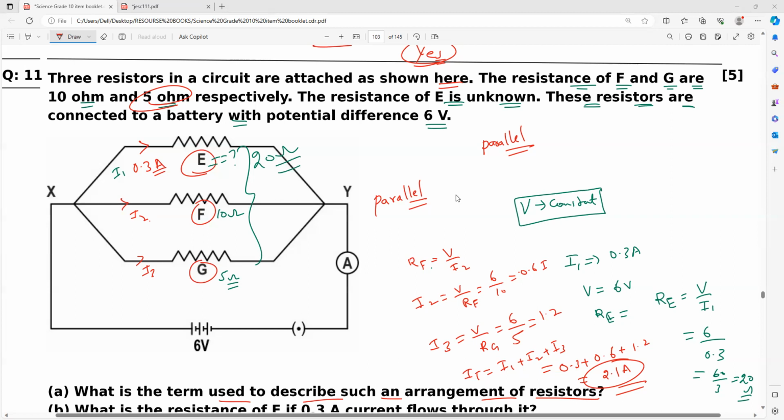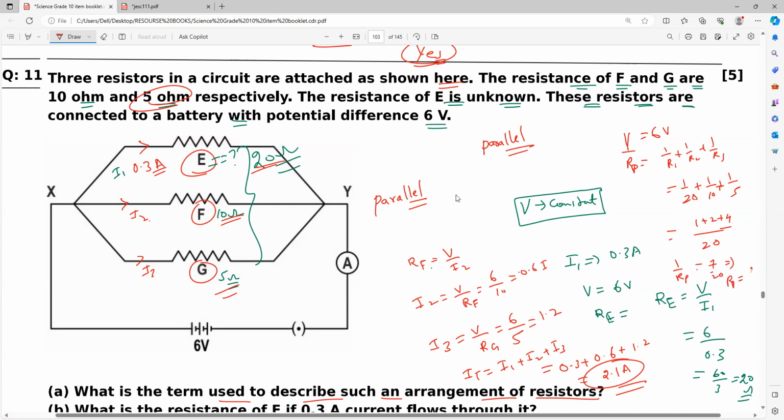There is another method. What is the other method? Anybody tell? You all know. Total resistance. Because total voltage is 6 volt. Total resistance in parallel: 1 by R equals 1 by R1 plus 1 by R2 plus 1 by R3. So 1 by 20 plus 1 by 10 plus 1 by 5. What is the LCM? 20. So 1 plus 2 plus 4 is 7, which is equal to 7 by 20. That is RP, so resistance is equal to 20 by 7.